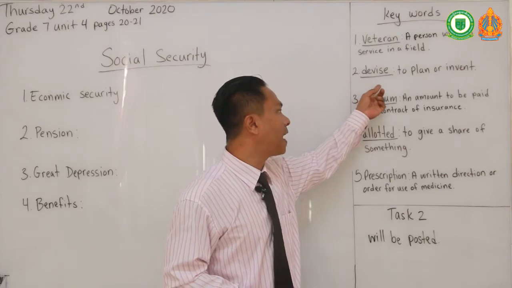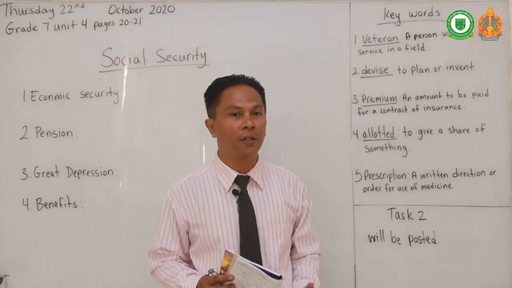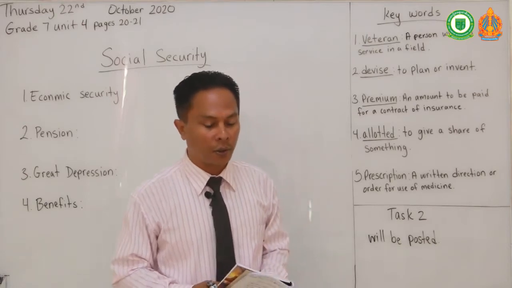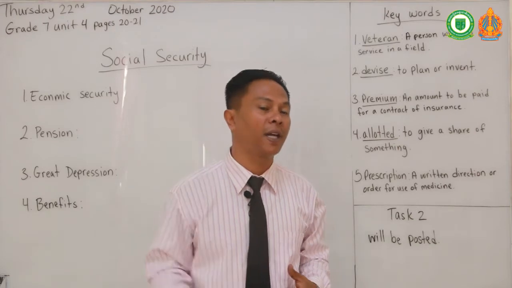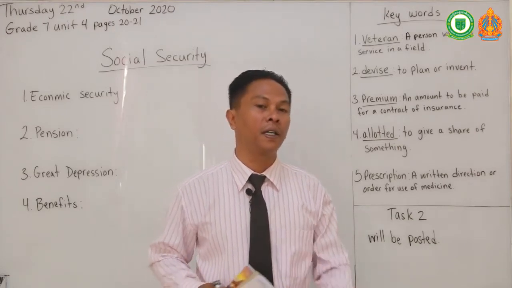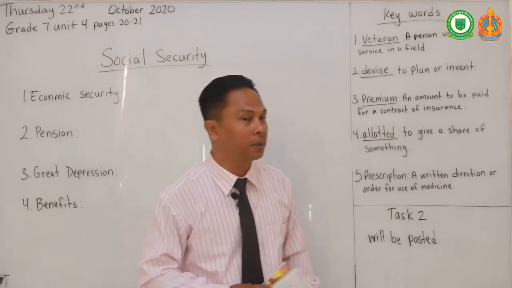Number 2, devise. Devise means to have a plan for something or to invent. It means you have a lot of ideas and you come up with a plan that everybody could benefit from, or to invent something, to make something up.